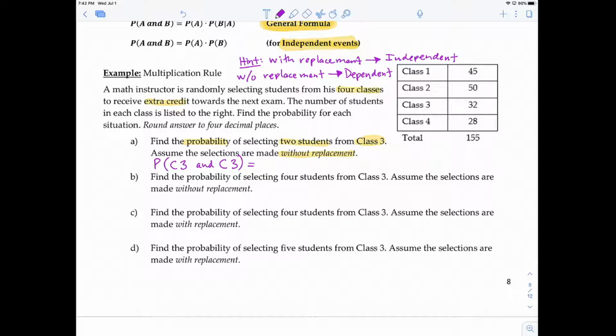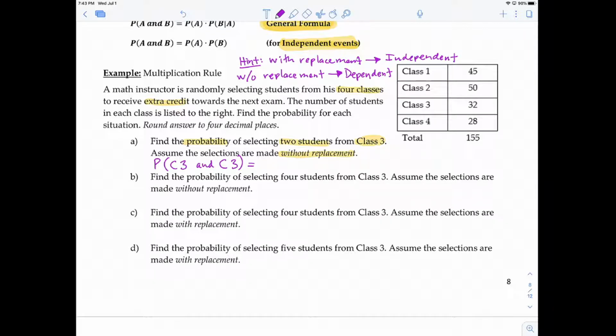So first of all, here's what we need to know. You have to recognize that this is an AND probability, and because it's an AND probability in multiple trials, we're going to use the multiplication rule. So why is it an AND probability? It's because it's multiple trials, right? The probability that the first selection is a student in class 3, and then the second trial, the second student is in class 3 as well. So we know we're going to use the multiplication rule.